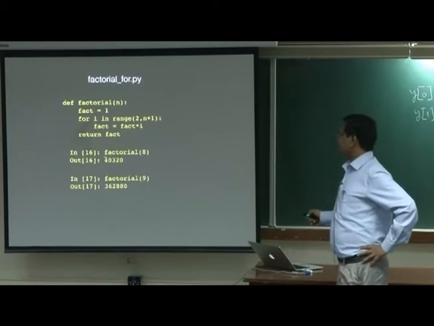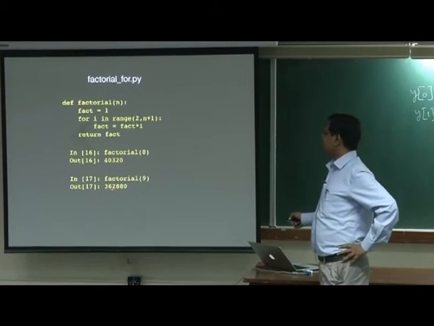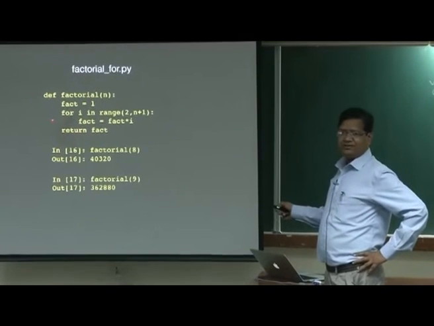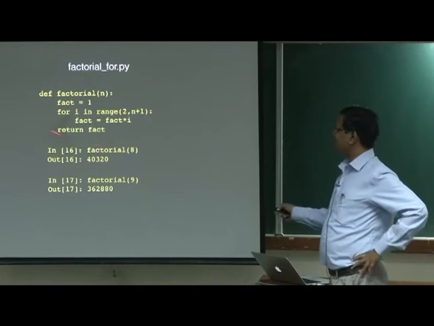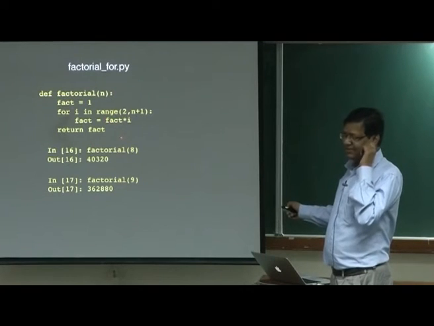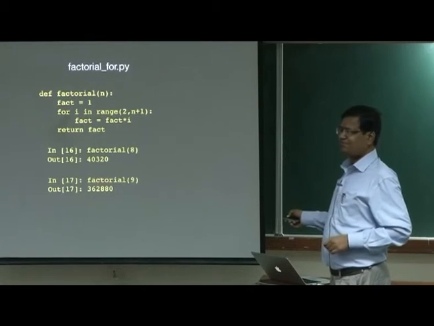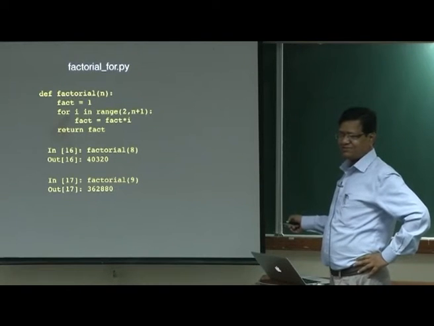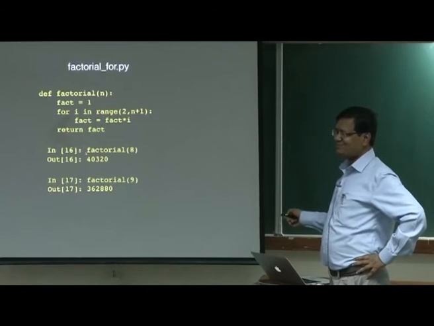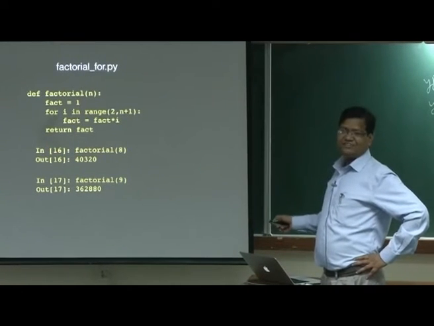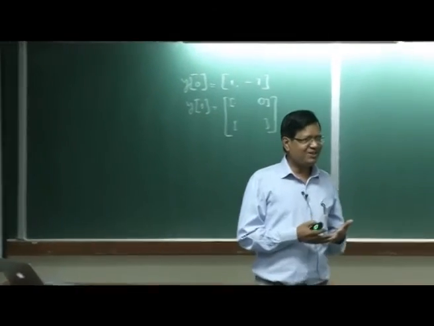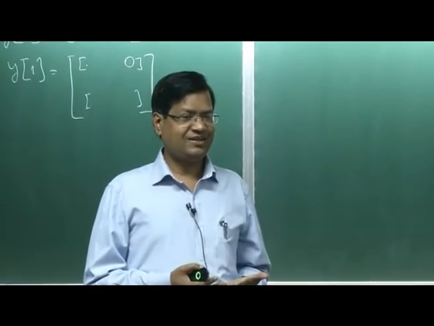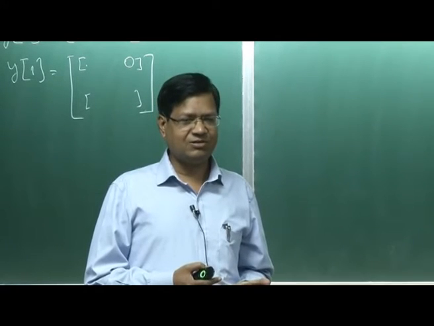Now, a few important points. Suppose I say print fact, will it be visible? Please imagine that I wrote this in my interpreter and I ask for this fact, will it be visible? No, fact is not visible outside. So, that is a nice thing about a function, it hides some variables it uses. So, fact is called a local variable.